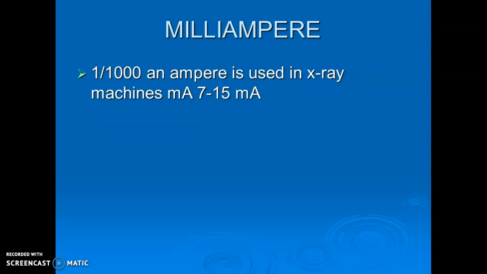When I talked about the filament and the low voltage circuit, I said it doesn't take a lot of electricity to heat that filament. It's really all that it does. So in our case, we're not using an amp, we're using milliamps. So it's 1/1000th of an amp. And the traditional or standard operating range for dental X-ray machines is an mA of 7 to 15. So it will be referred to as 7 to 15 mA.